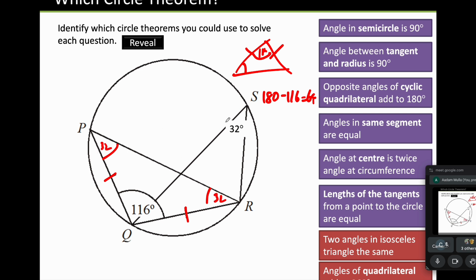And then the next thing, you can go straight to this once you've found that one. You've got angles in the same segment. It's the bow tie theorem again. So this one will be the same as this one.